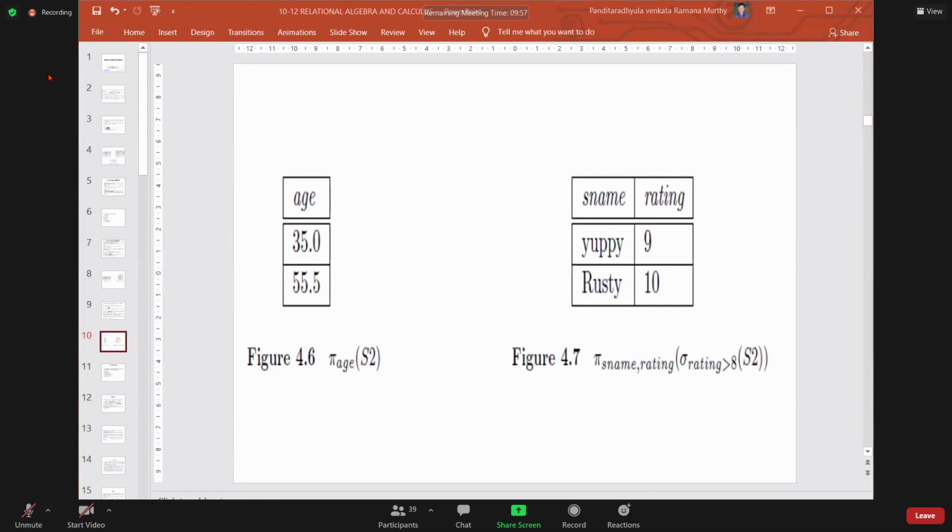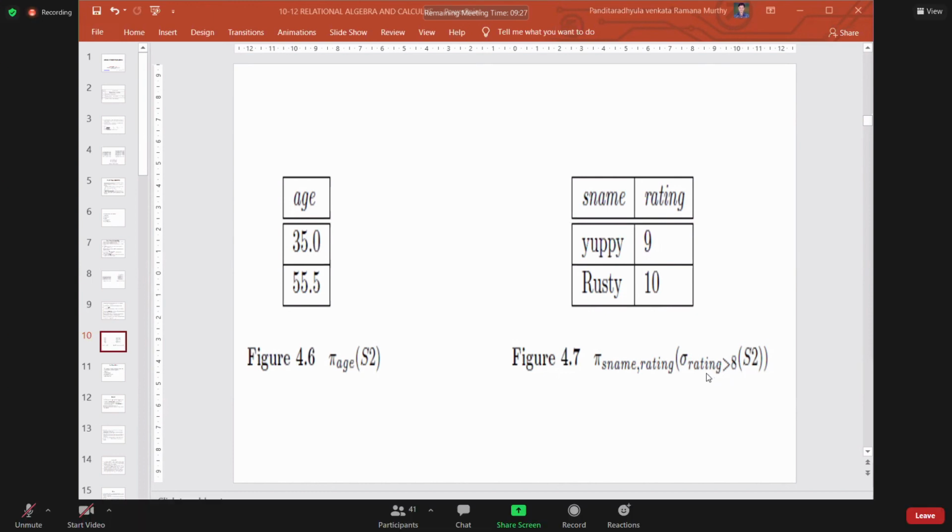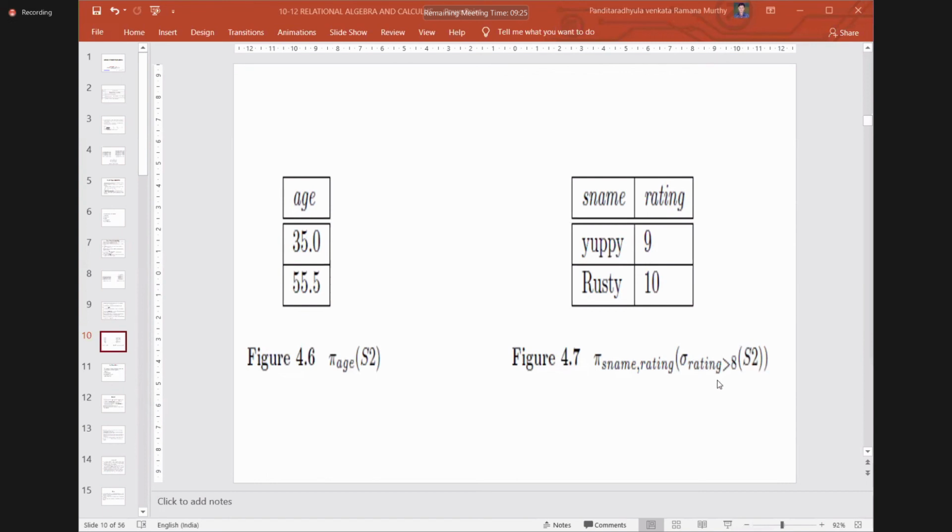If you use this particular form, the query in the innermost brackets is executed first. That means first it takes S2, and on S2 it selects the rows where rating is greater than 8. That result is given as a table to the project operator. This intermediate result, the select of rating greater than 8 from S2, is given as a table to the project operator, which filters the S name and rating columns.